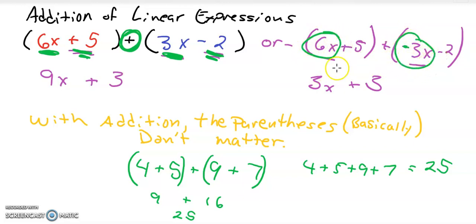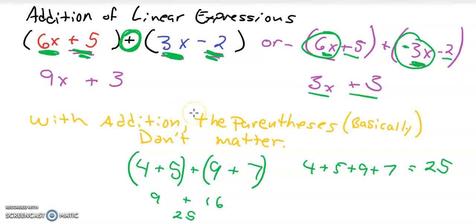Okay, well if this was a negative 3x over here, well then we would combine a positive 6x with a negative 3x. 3 of these positive x's are canceled out by 3 of these negative x's, so we're left with a positive 3x. A 5 and a negative 2, they'll combine to give us a positive 3. So as long as we are adding linear expressions together, these parentheses don't matter.